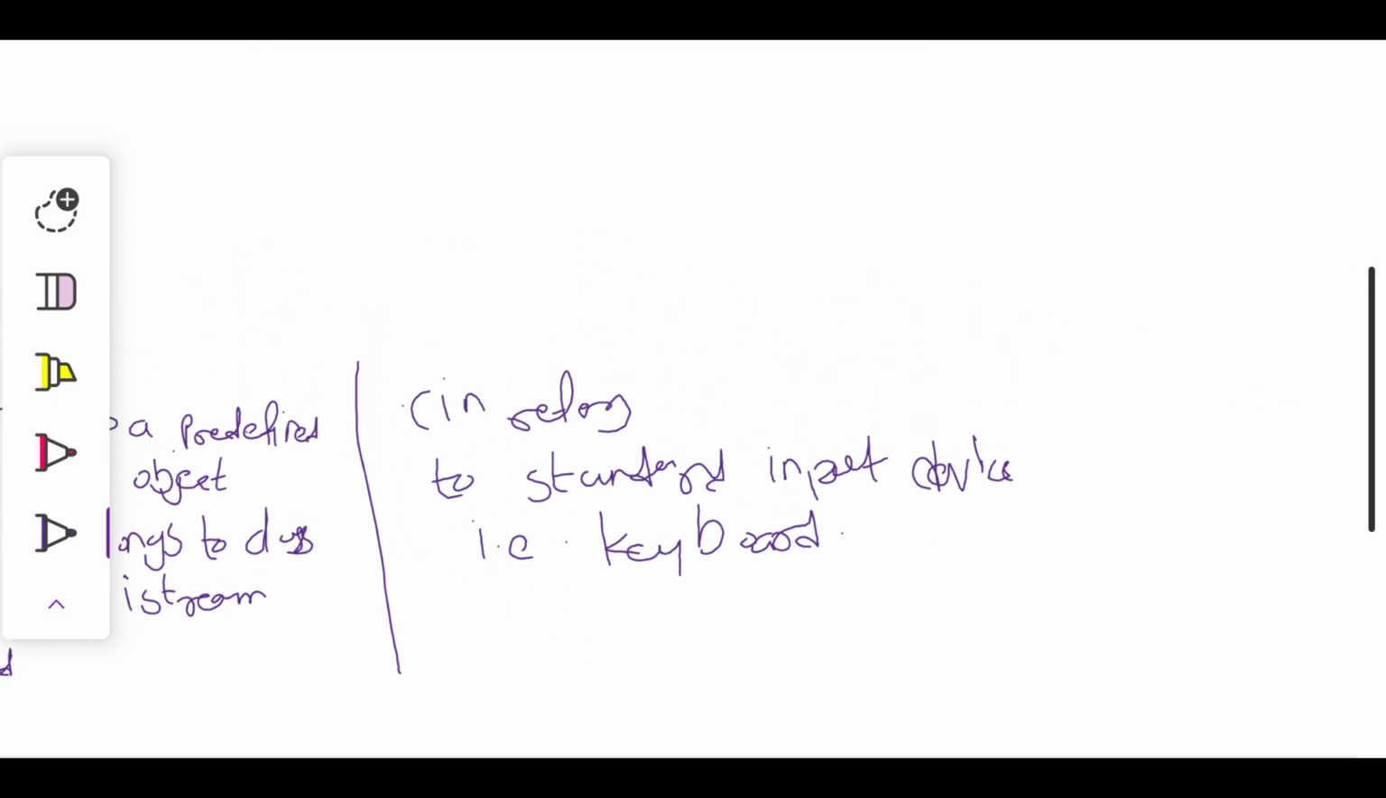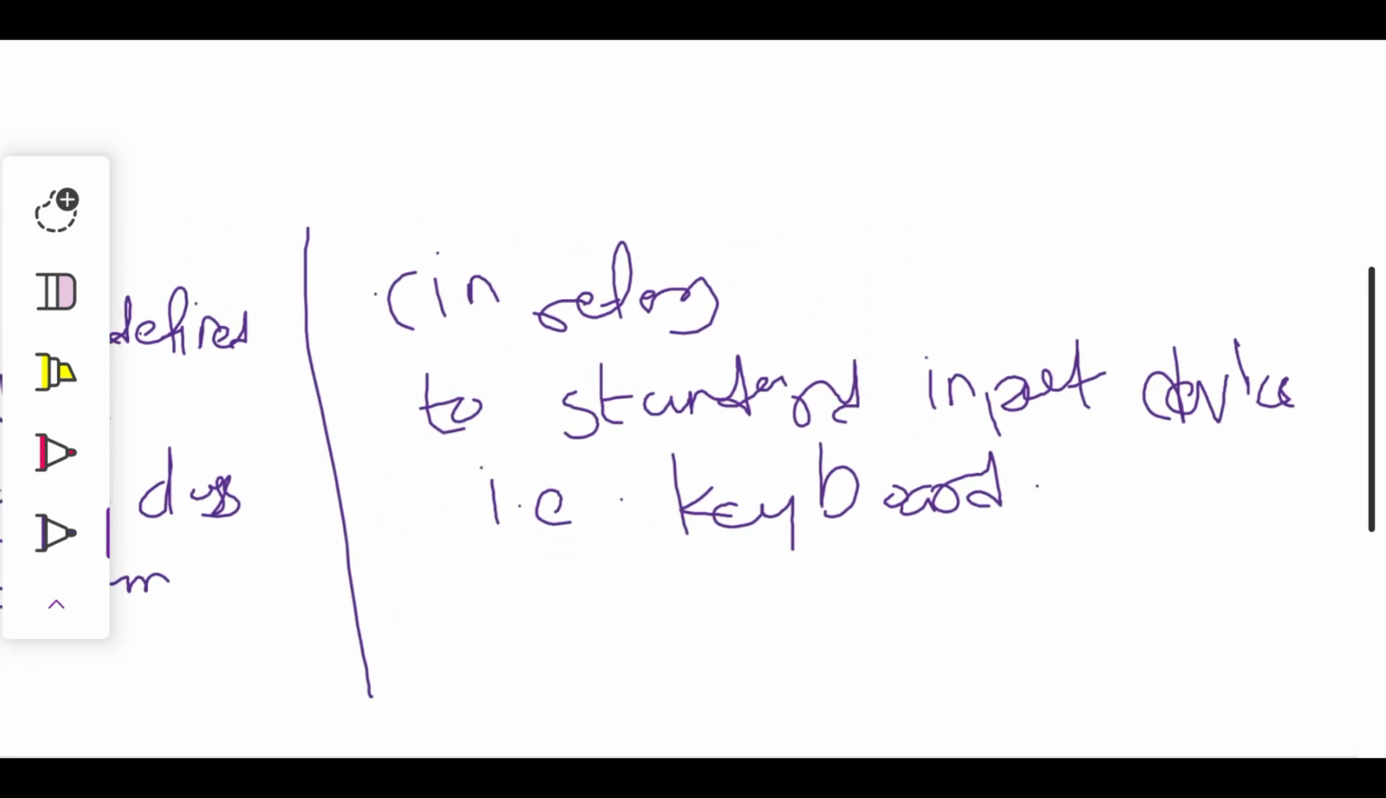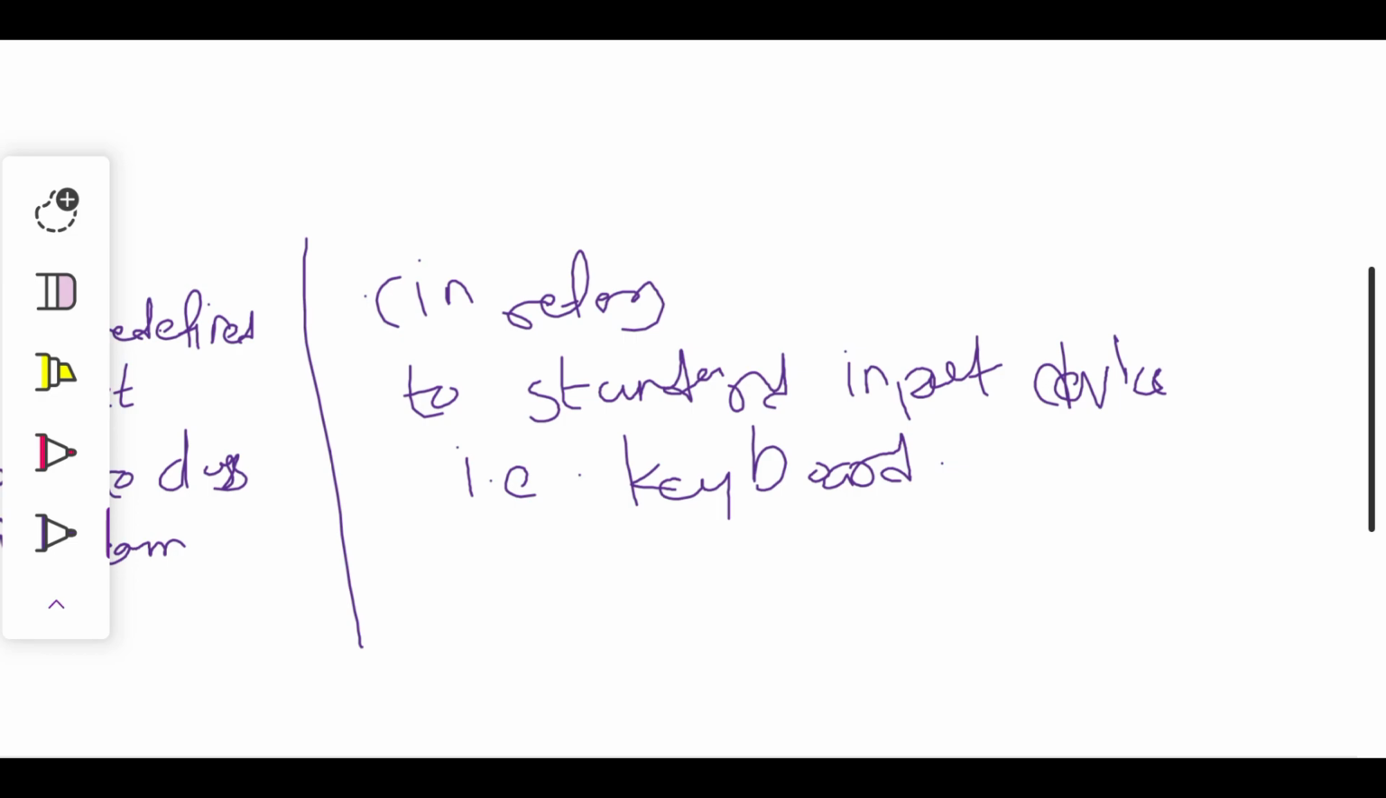And what is the syntax of cin? Now we are going to see the syntax of cin. Cin का syntax exactly क्या होने वाला है वो हम देखेंगे. Exactly how the syntax of cin will be.